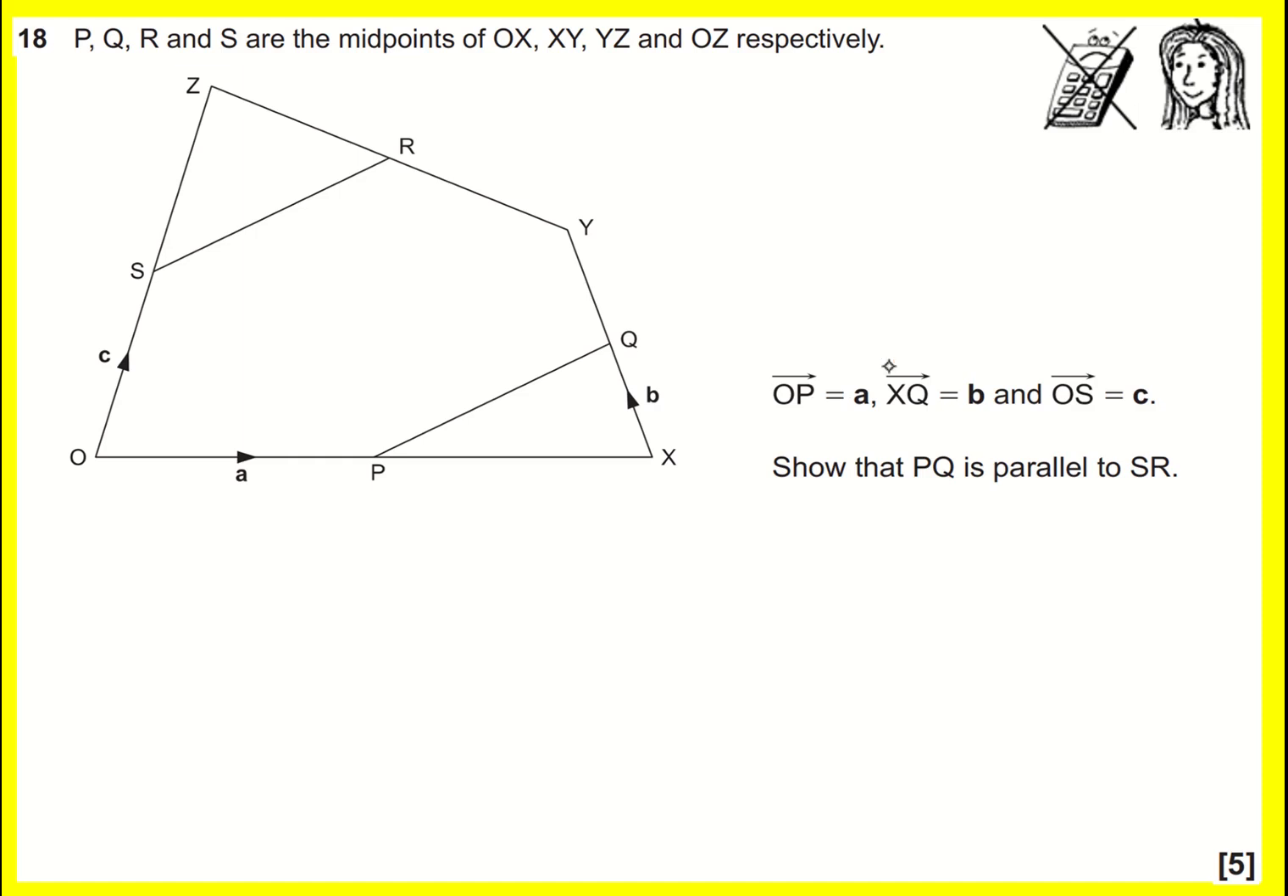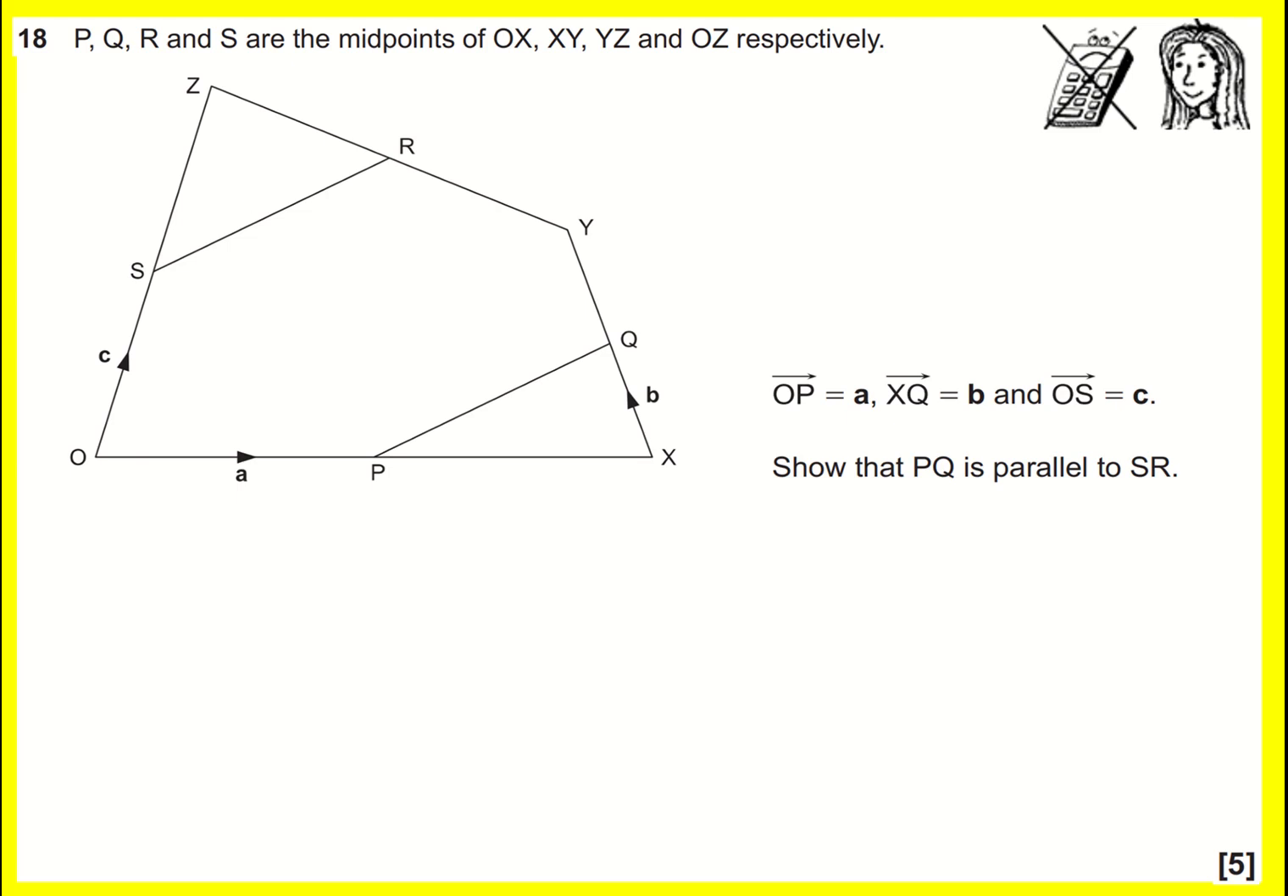We've got a vectors question going on here because, as you can see, we've got some things labelled A, B, and C, the capital letters, and you've got these little arrows going on as well. And we're going to use them to show that PQ is parallel to SR. But how do we do that?